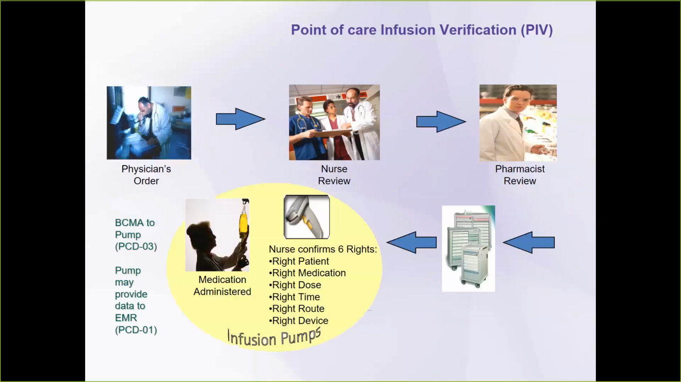Point of care infusion management, or PIV, is another profile. This one provides a consistent method to improve the safety of infusion order processing. Implementation of this profile adds a sixth right to the typical 5 rights approach of medication administration we see out there in the field today. You can see this in the yellow. That step being ensuring the right device is being processed as part of those steps.